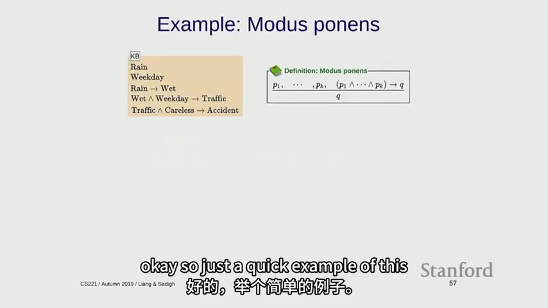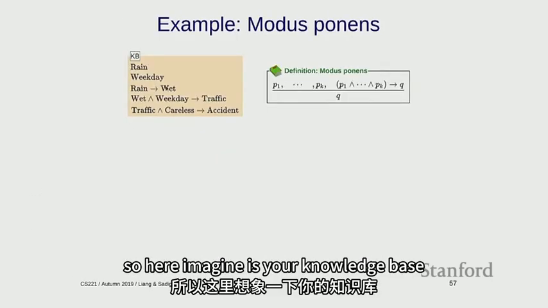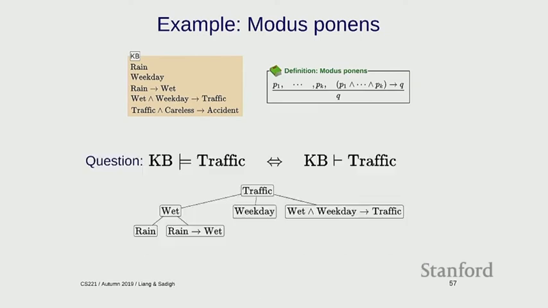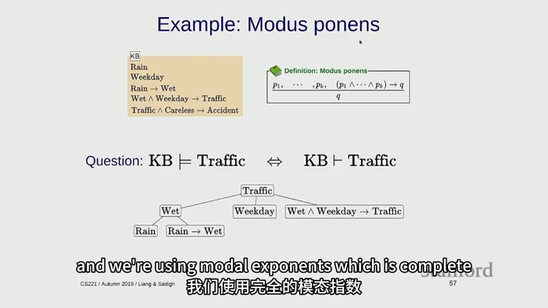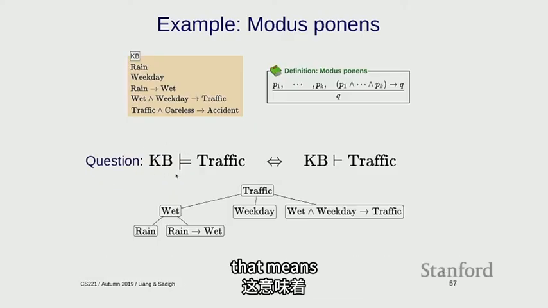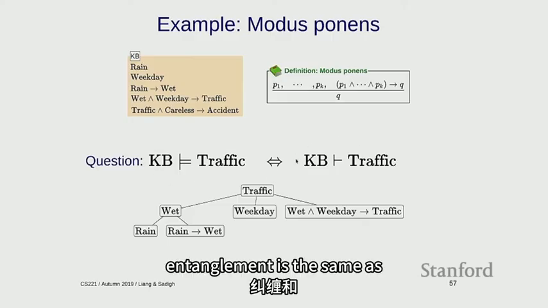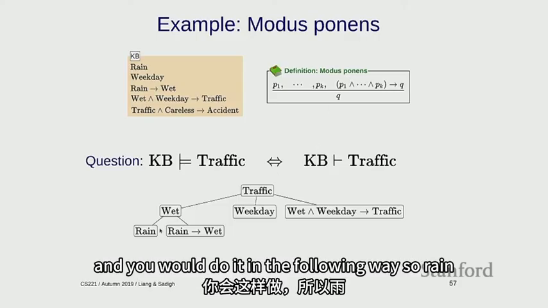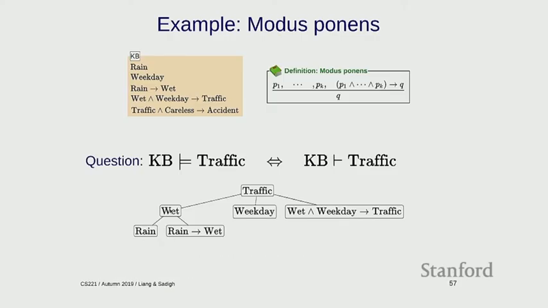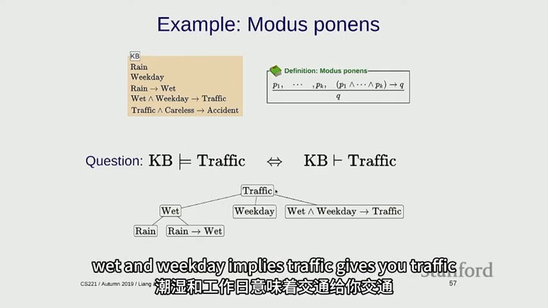Just a quick example of this. Imagine this is your knowledge base, and you're asking the question, is there traffic? Remember, because this is a set of only Horn clauses, and we're using modus ponens, which is complete, entailment is the same as being able to derive it using this particular rule. You would do it in the following way. Rain implies wet, gives you wet. Wet and weekday implies traffic, gives you traffic, and then you're done.